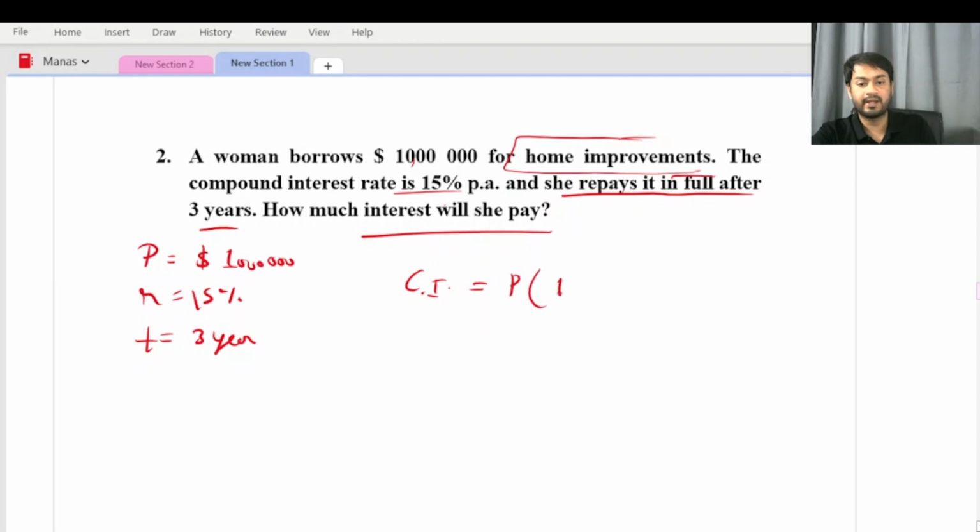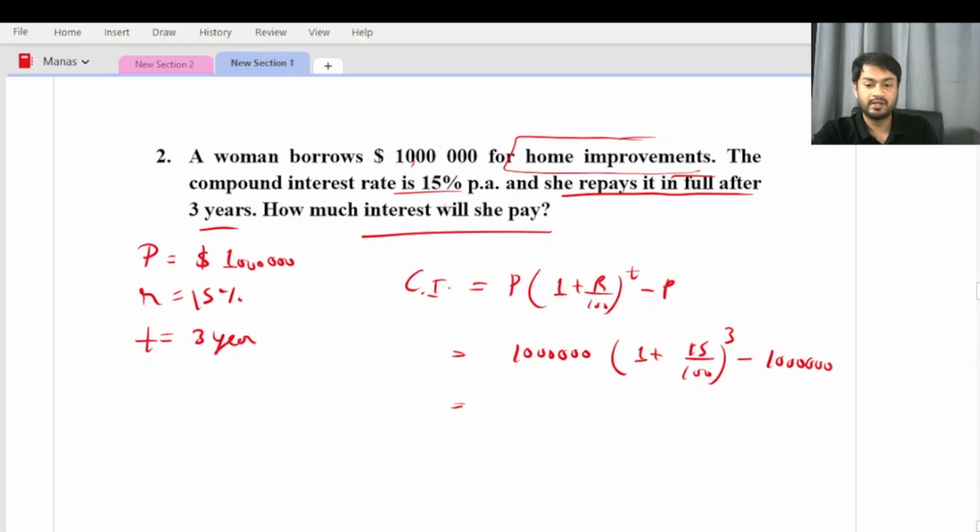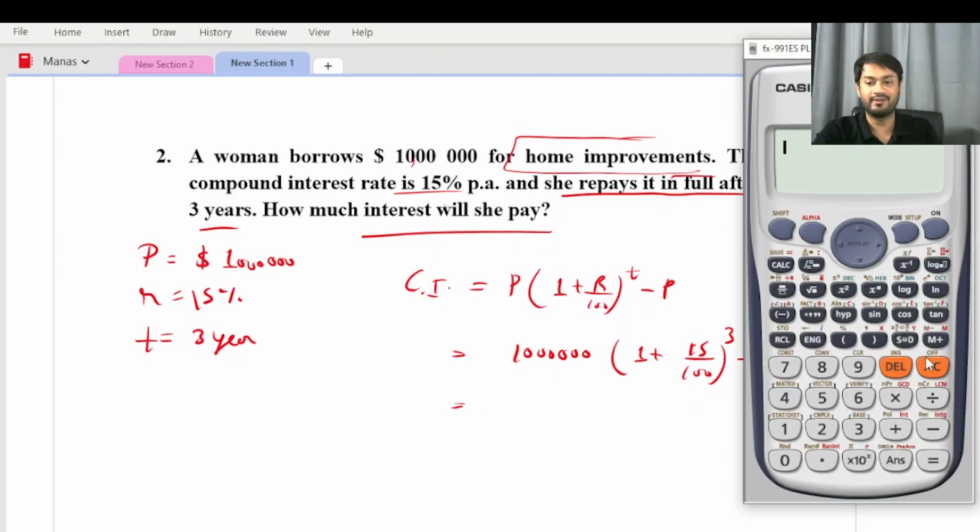So P bracket 1 plus rate upon 100 to the power time, minus principal amount. So it is very simple. 1 2 3 4 5 6, then bracket 1 plus the rate is 15, so 15 upon 100 to the power 3, because time is 3 years, minus 1 2 3 4 5 6, right? So we need to minus the principal amount. Let's solve this on a calculator, otherwise it will be very difficult.